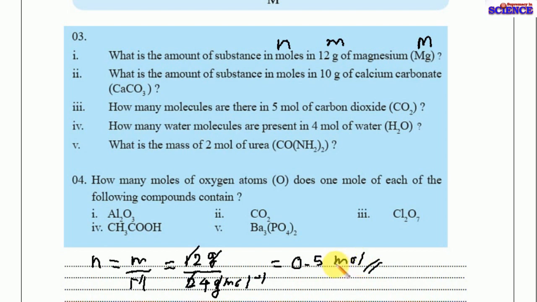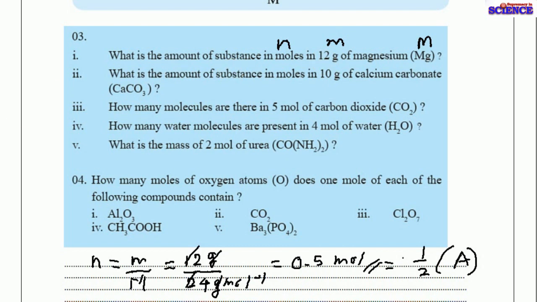So I'm asking a small question. If that is 0.5 moles, how many atoms of magnesium are present? Always remember, 1 mole contains the Avogadro number. If half a mole is there, that means you have half the amount of the Avogadro number. That is the number of atoms of magnesium in the 12 grams of magnesium sample.